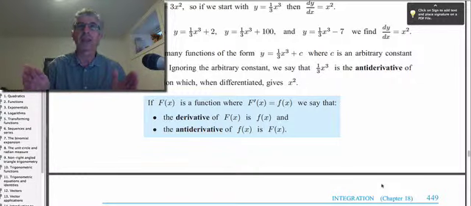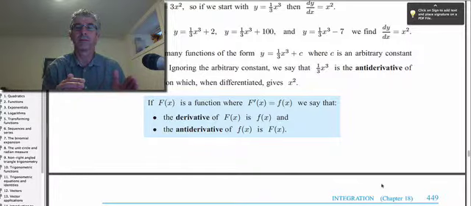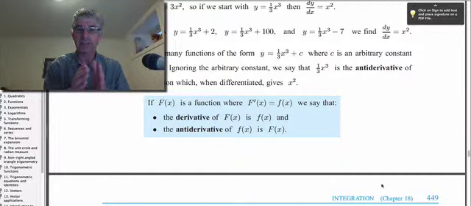How about going the other way? Get big F of x, find the antiderivative. That means, what would we have had to differentiate to get back to 3x squared? Well, what do we differentiate to get 3x squared? We differentiate x cubed. So we say that if little f of x is 3x squared, big F of x, the antiderivative, is x cubed, because if we differentiate this thing, we get f of x, 3x squared. If we differentiate x cubed, we get 3x squared. So big F of x is x cubed.